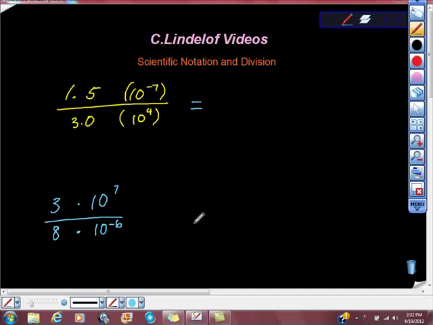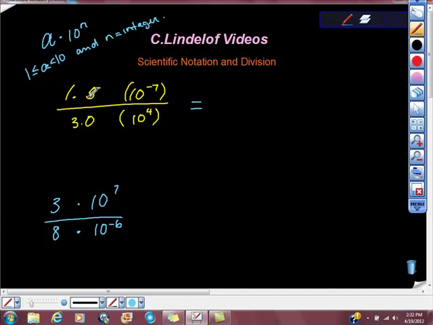Okay, scientific notation and division. Please keep in mind that given scientific notation, our final answer will come out as A times 10 to the nth power, where A is greater than or equal to 1 but less than 10, and n is equal to some integer. Okay? So an integer. So let's take a look at this.